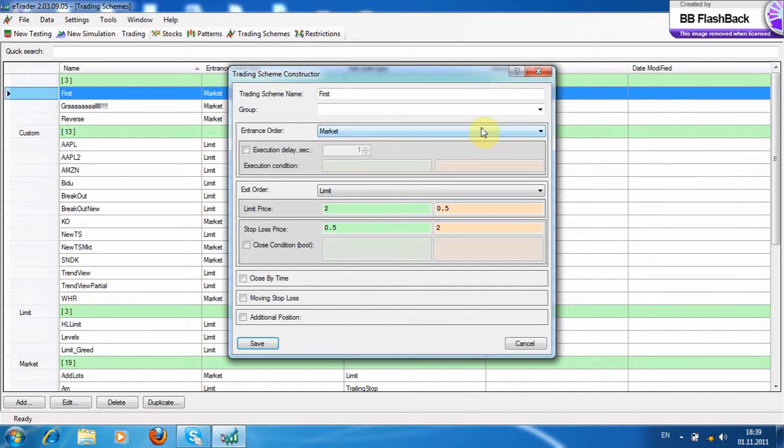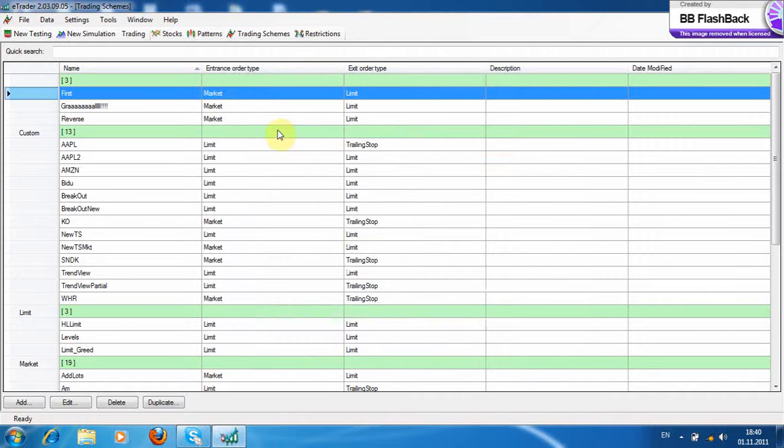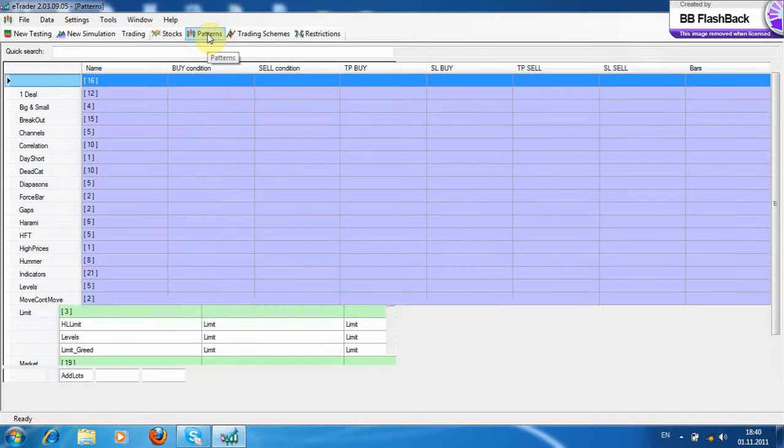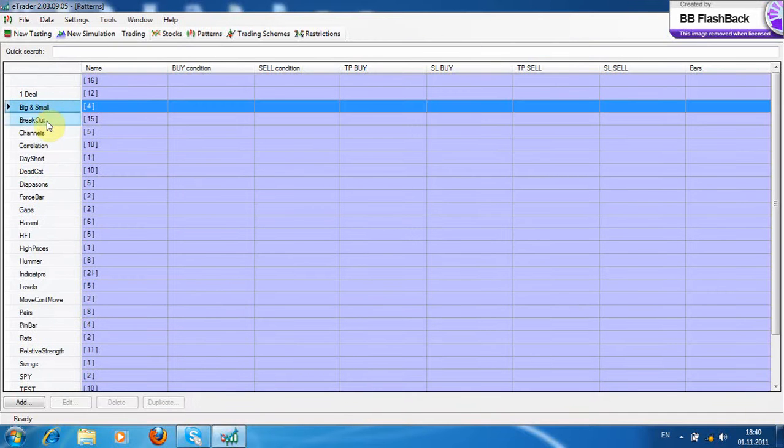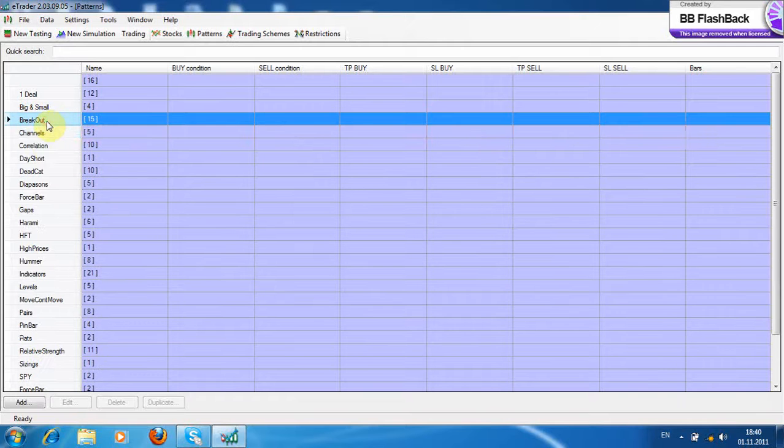Very convenient, very user friendly, and not a single trade passes by just like that. We have the patterns library. We have several hundreds of patterns, but we actively use about a dozen. That's about it.